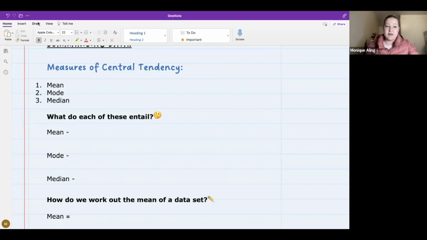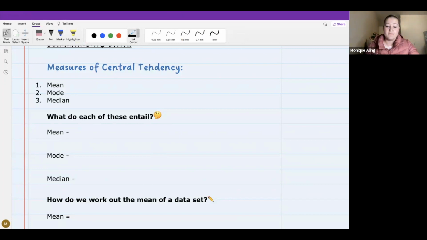Not frequent number. Close. What is the mean? Anybody? We add up all the numbers, and then what we do? Divide. Add all the numbers, then divide by how many numbers there are. Okay, perfect. Well done. Mean can also be known as the average. We add all our numbers together and we divide by the amount of numbers.